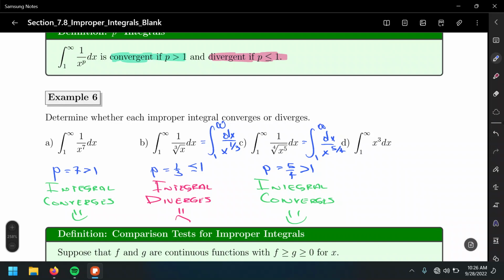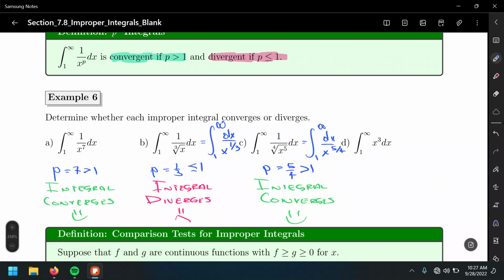What about the last one? Just by looking at the last one, the integral of x cubed dx, what's going to happen when we integrate that function? We're going to get a function that is higher in degree. That is going to be x to the 4 power over 4, which is going to make a bigger infinity than we already had. So that's just by looking at the integral.